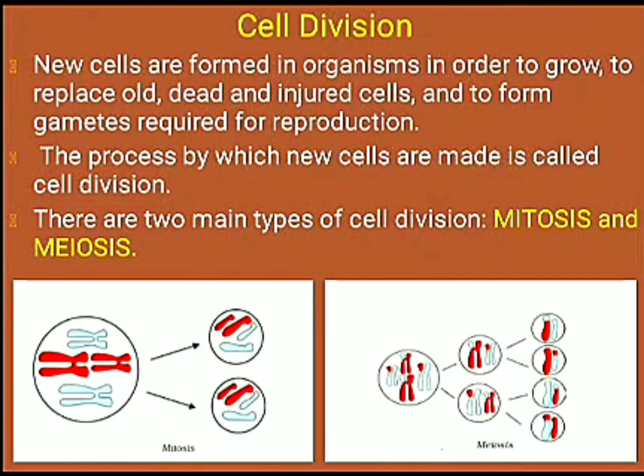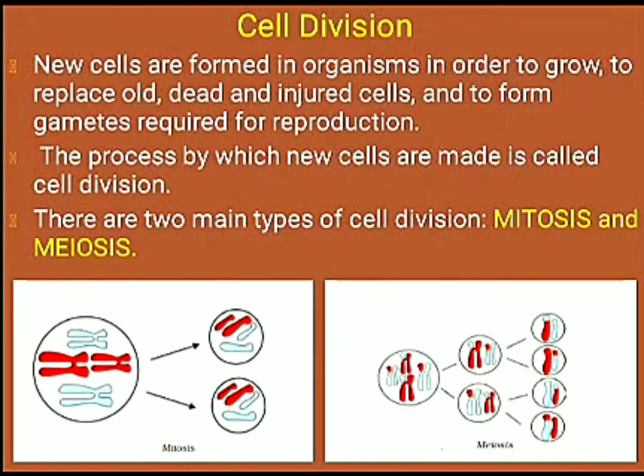Cell division. New cells are formed in organisms in order to grow, to replace old, dead, and injured cells, and also to form gametes required for reproduction. So friends, let me tell you, gametes are also called reproductive cells which are responsible for formation of new offspring.